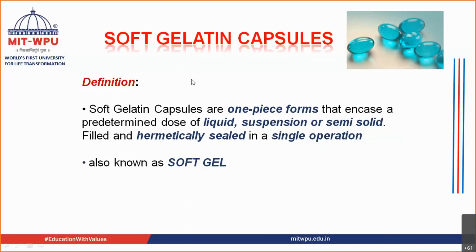Let us begin with our lecture on soft gelatin capsule. As we have seen, there are two types of capsules. We have one as hard gelatin capsules and the second one is soft gelatin capsules. As the name goes, hard gelatin capsule is hard. The shell is hard in nature. As the name goes, soft gelatin capsule, the shell is soft in nature.